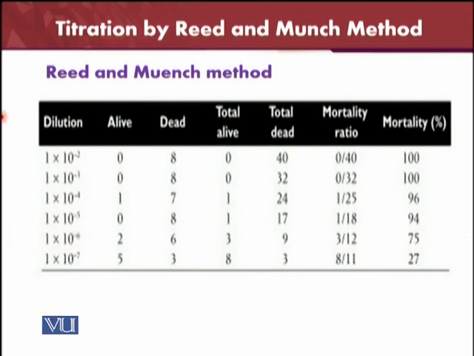So after the experiment, we come to the conclusion that 1 into 10 raised to the power 6 was the 50% endpoint, and for calculation we come here, and then we calculated it, and it came just like we have given in the last slide, that after putting it in the formula through the Reed and Muench method, we take it as 10^6.5.